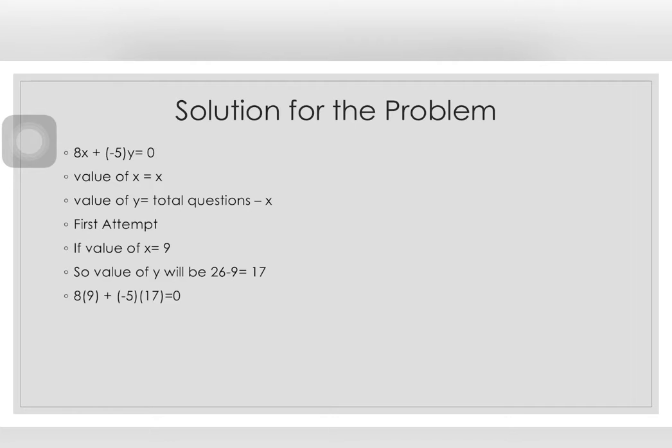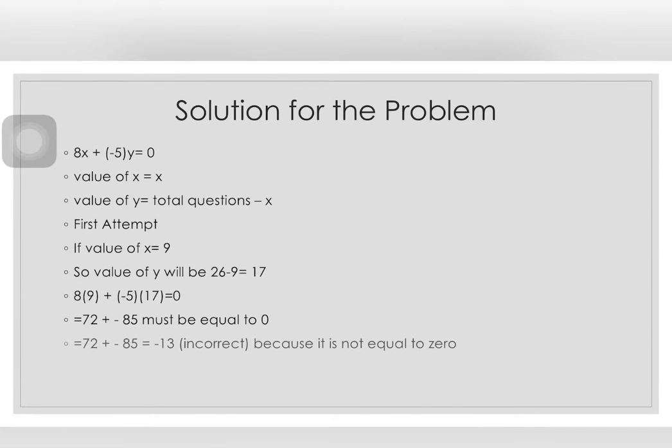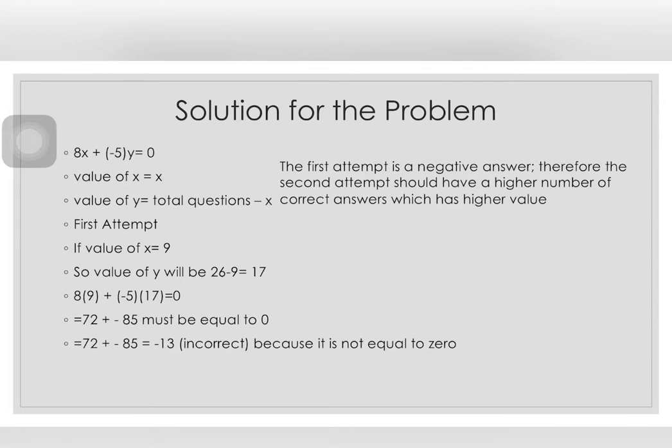8 times 9 plus -5 times 17 should be equal to 0. To simplify it, 72 plus -85 must be equal to 0 because neither of them owed anything to each other. 72 plus -85 is equal to -13. So my first attempt is incorrect because it is not equal to 0.